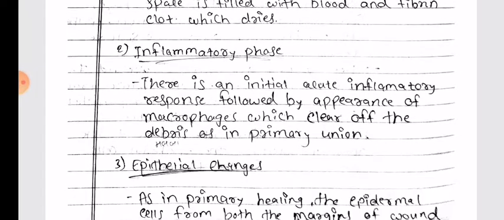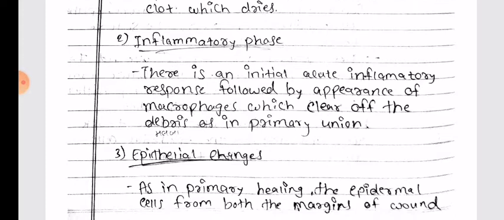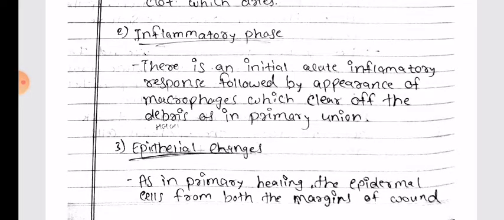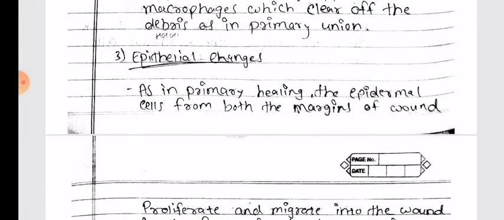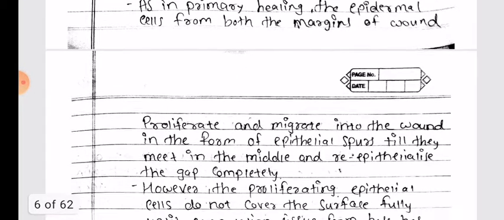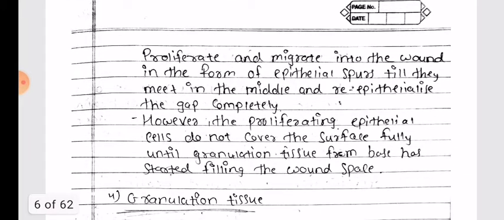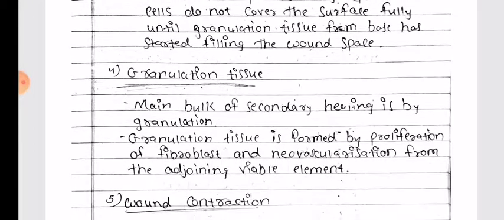Inflammatory phase. There is an initial acute inflammatory response followed by appearance of macrophages which clear off the debris as in primary union. Epithelial changes. As in primary healing, the epidermal cells from both the margins of the wound proliferate and migrate into the wound in the form of epithelial spurs till they meet in the middle and re-epithelialize the gap completely. However, the proliferating epithelial cells do not cover the surface fully until granulation tissue forms the base and starts filling the wound space.